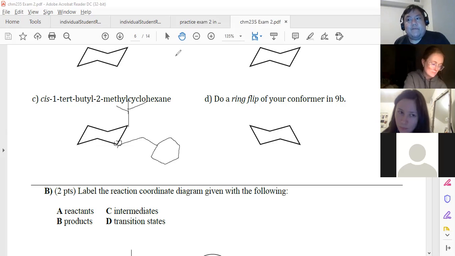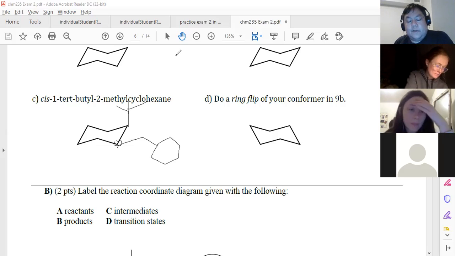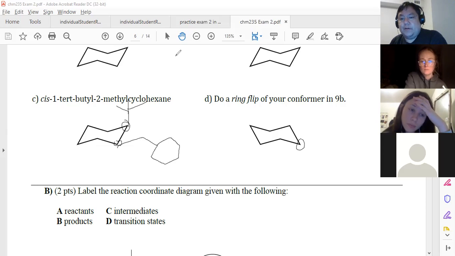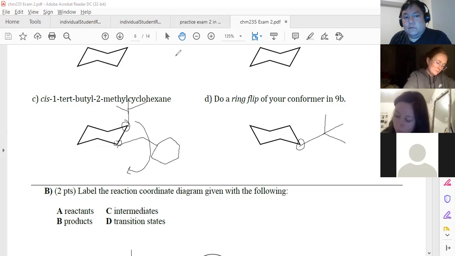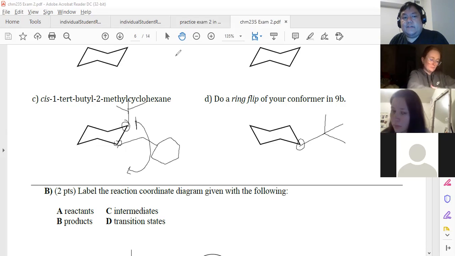So do you guys remember how to do ring flips? The carbon that's furthest to the right will always be the carbon that's furthest to the right. Right? So this is going to be my tert-butyl now. Now this will still be pointing up, but now it's equatorial, correct? Yeah. And so when I went from 1 to 2, am I going clockwise or counterclockwise? We're going to go counterclockwise. Clockwise, because this is 1, this is 2, right? I'm going clockwise.